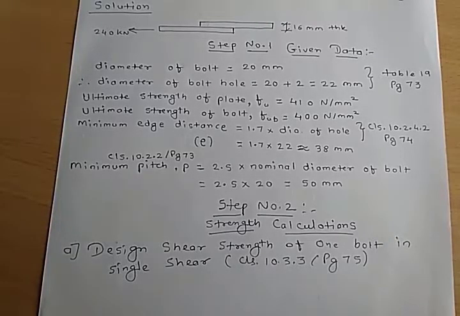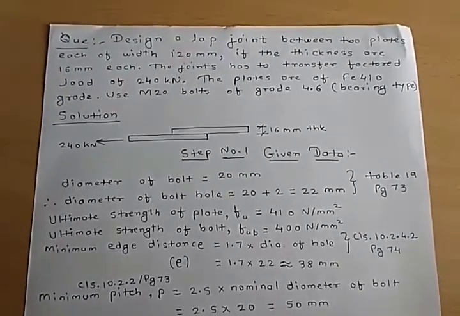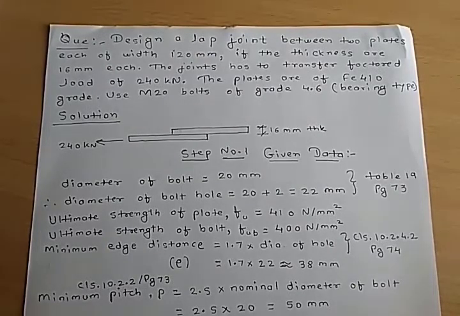So in this video we will be going through the recap of an earlier problem. Design a lap joint between two plates, each of width 120 mm, if the thickness is 16 mm each. The joint has to transfer a factored load of 240 kN. The plates are of Fe410 grade. Use M20 bolts of grade 4.6, bearing type.